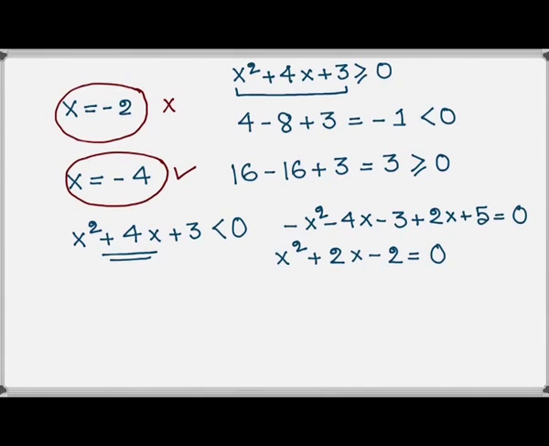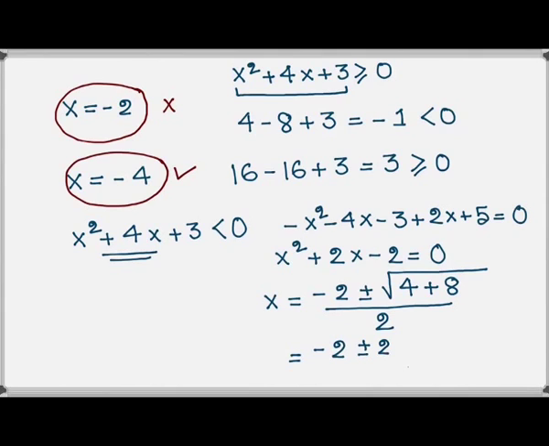So we solve this quadratic equation now, and we obtain that x is equal to minus 2 plus minus square root of 4 plus 8 divided by 2, and this is same as minus 2 plus minus 2 square root of 3 divided by 2. So we have x is equal to minus 1 plus minus square root of 3.